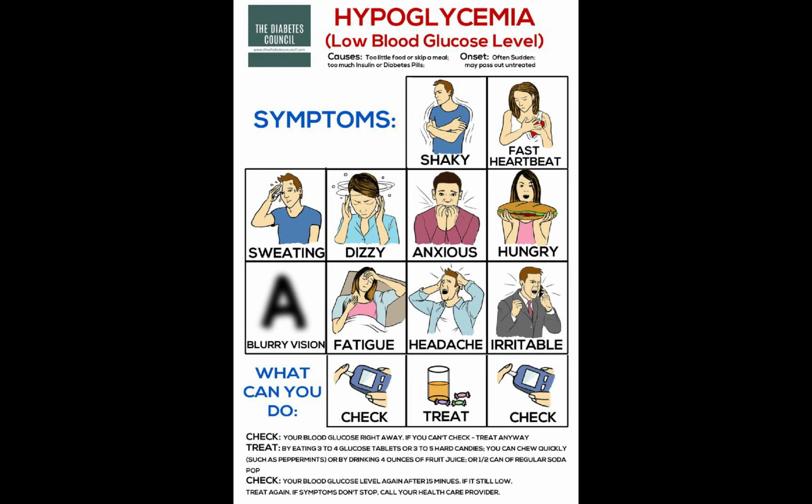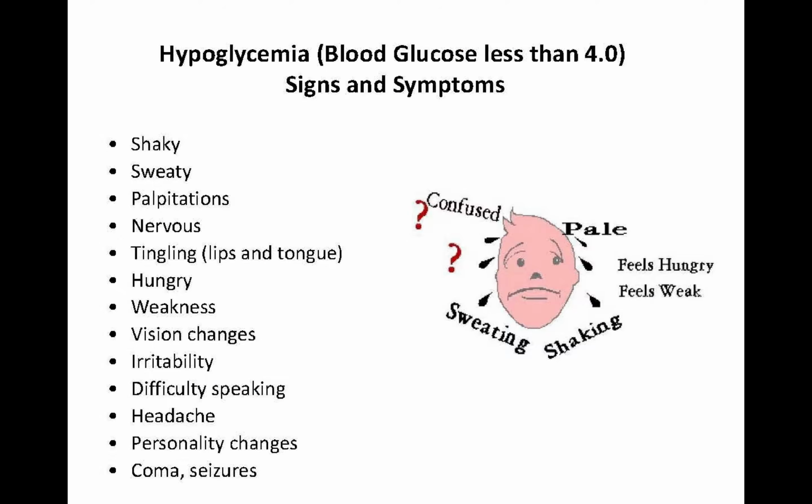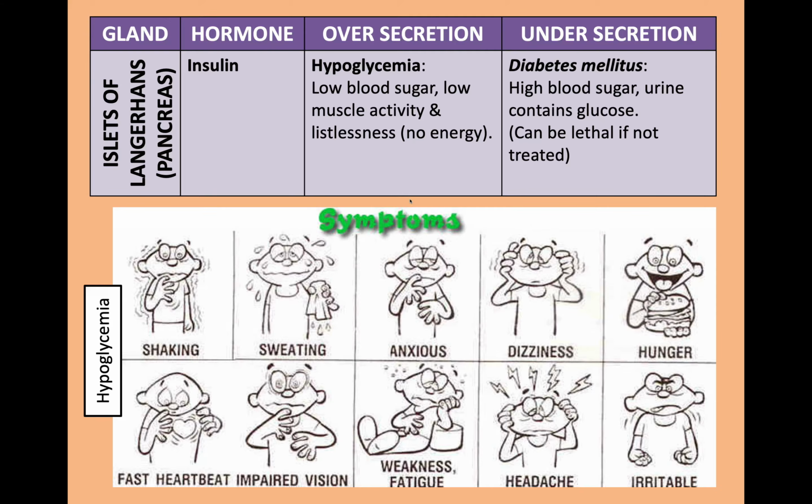The person's movements become extremely slow and the arms and legs start feeling extremely weak. His mental function will be reduced and he will become very pale and sweaty. Eventually, he becomes unconscious, and if it continues to drop, the person can actually die. Other symptoms of hypoglycemia include shaking, a fast heartbeat, impaired vision, anxiousness, dizziness, hunger, headaches, irritability.